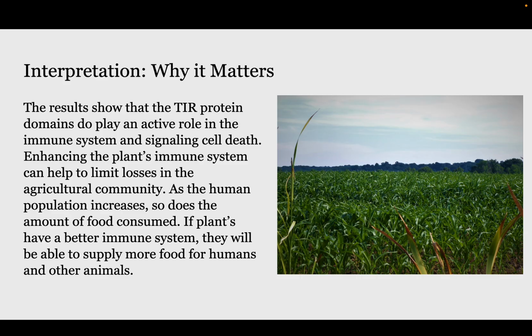So why does this matter? As the human population increases, so does the amount of food consumed and the amount of food needed. Strengthening plants' immune systems can help them to survive diseases and pests and supply more food for both humans and other animals.